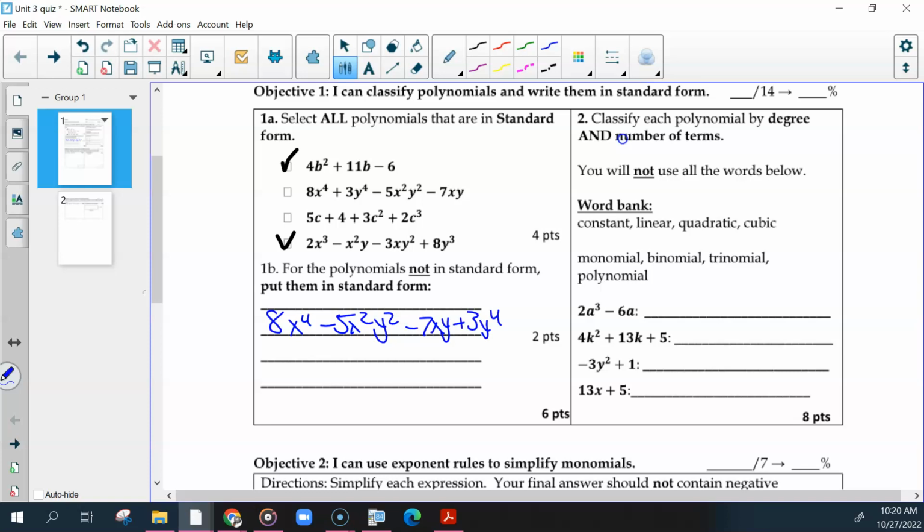If you were fixing that one and put y to the fourth first, just be careful with that because remember that ABC order trumps highest exponent. You want to put the highest exponent first, but it has to be all of your x's before your y's. And then the other one would be 2c to the third plus 3c squared plus 5c plus 4. Questions on that one?